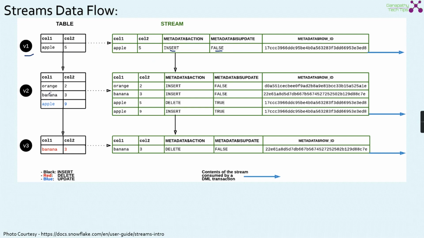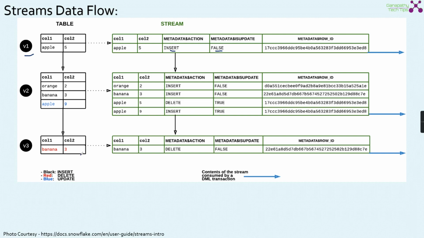Now what we are going to do, we are going to insert two new records, which are orange and banana, and we are going to update the apple record with a new field of 9. Now the 5 is updated with 9. Now you can see how it is getting changed in the streams. Orange is an insert, banana is an insert. For the update record of apple 9, as we discussed earlier, there are two records which got inserted with the metadata is update field as true, which is a delete and then the insert. You can see apple 5 got deleted and apple 9 got inserted.